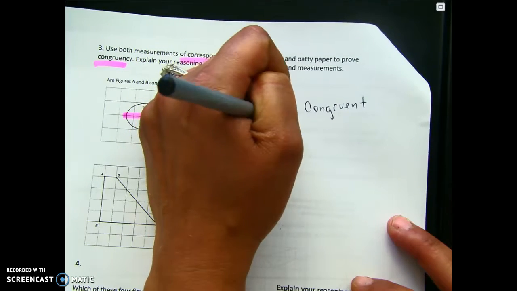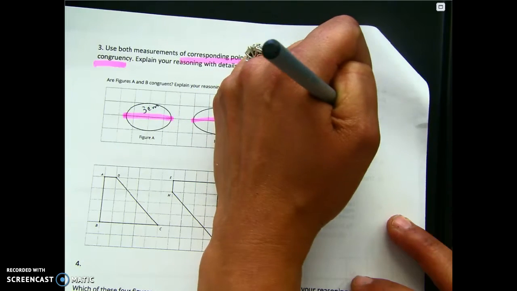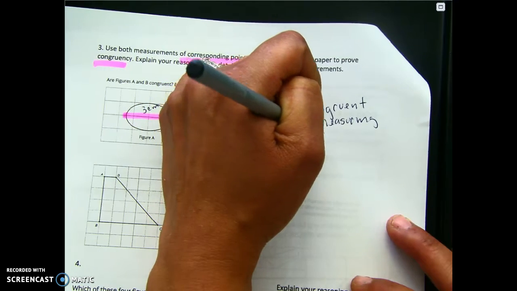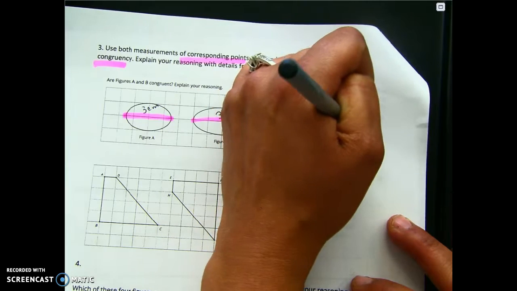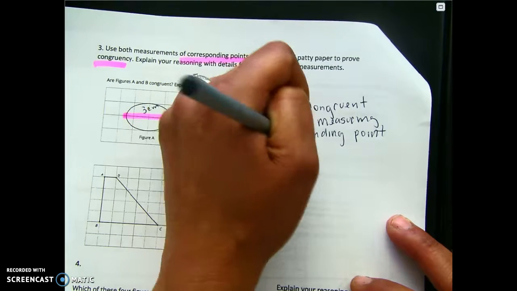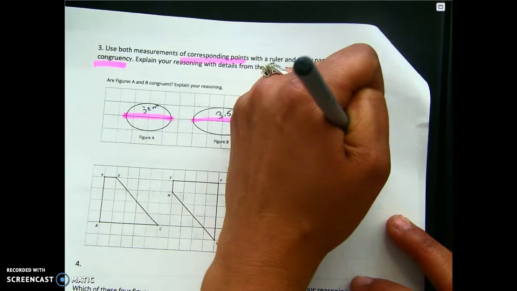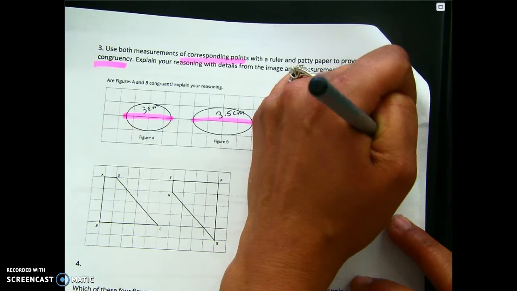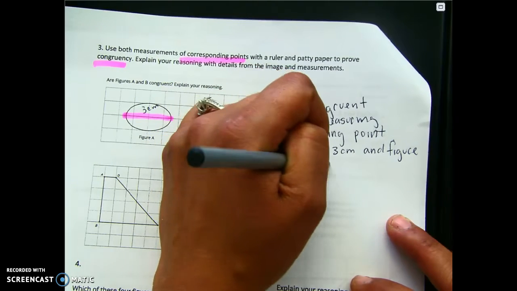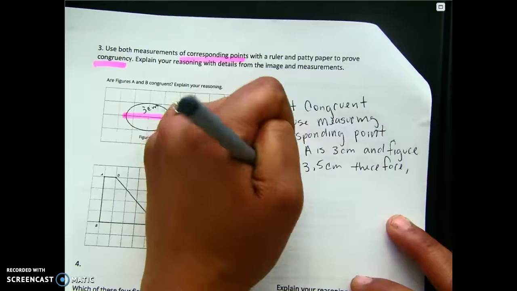because measuring corresponding points, figure A is 3 centimeters and figure B is 3.5. Therefore, not congruent.